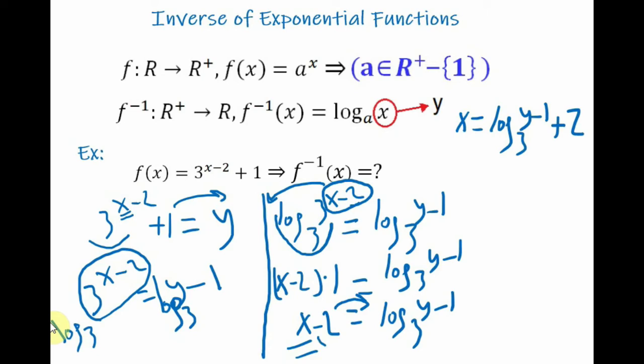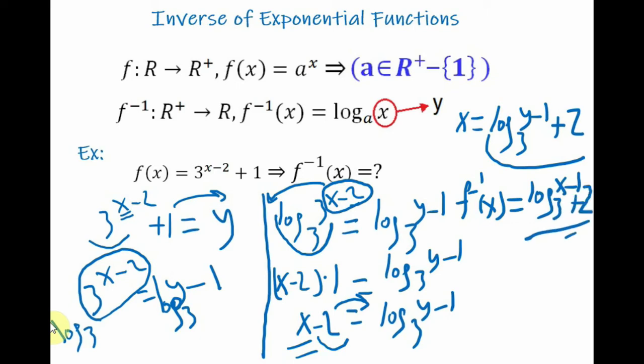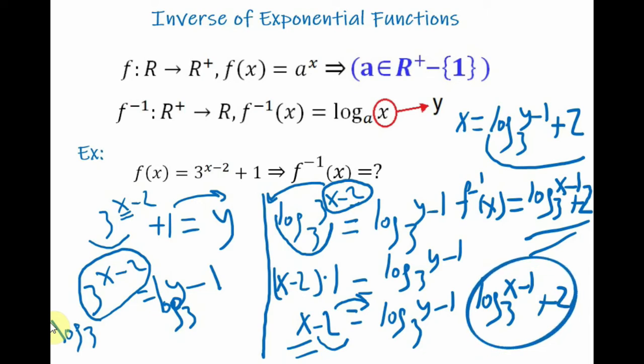Here it was negative 2, and now it becomes positive 2. And that is what we are looking for, guys. As a final step, just switch y with x, and that is going to be the inverse of the function. So f inverse of x is logarithm of x minus 1 in base 3 plus 2, guys. Let me write it here again. Logarithm of x minus 1 in base 3 plus 2 is the inverse function of that exponential function given at the beginning. And let's continue with the next question.